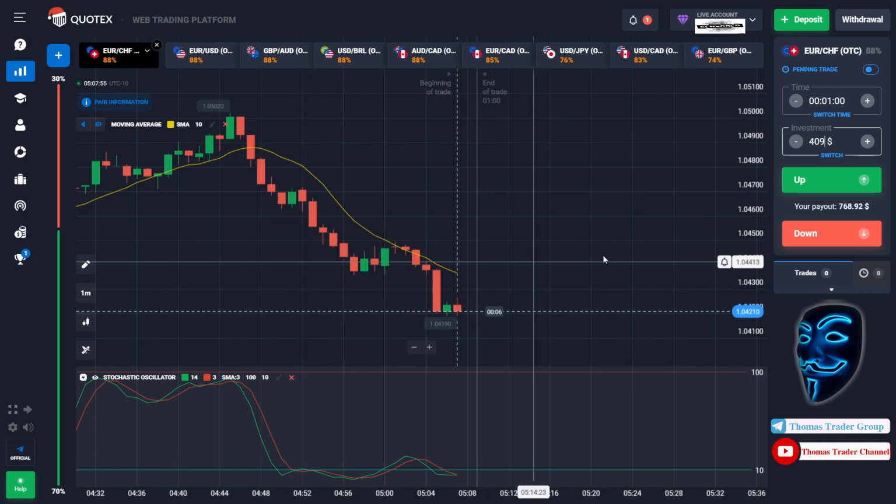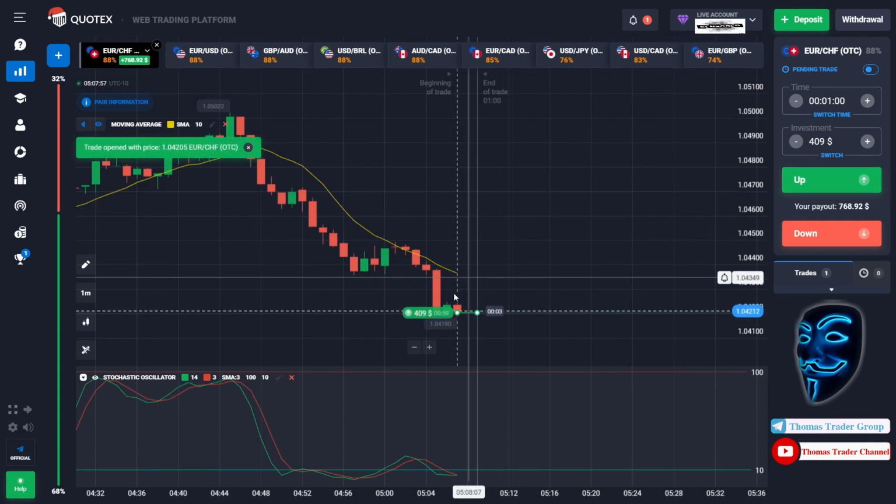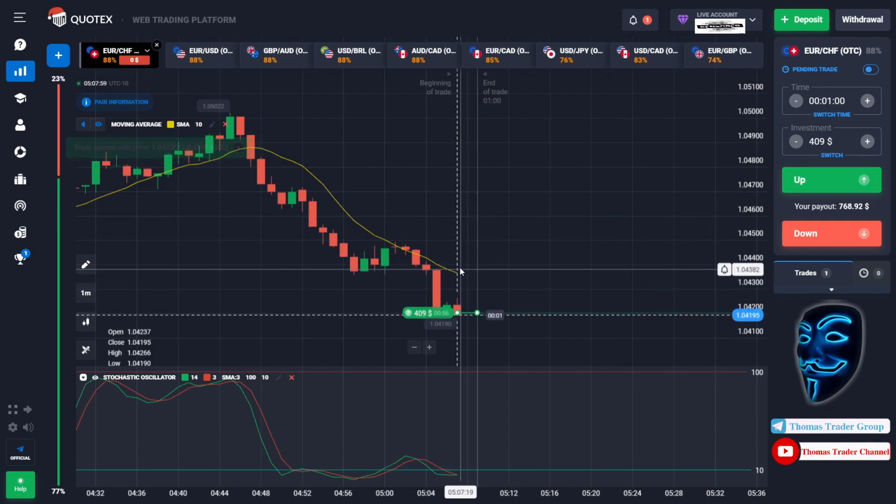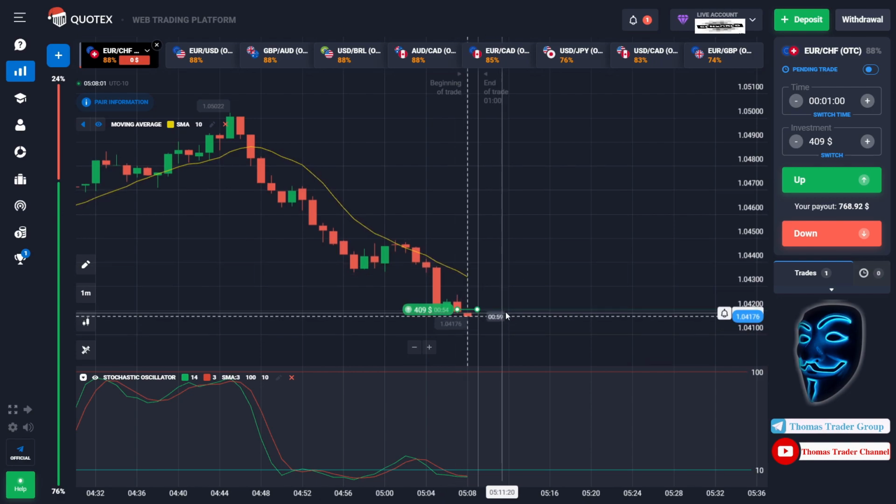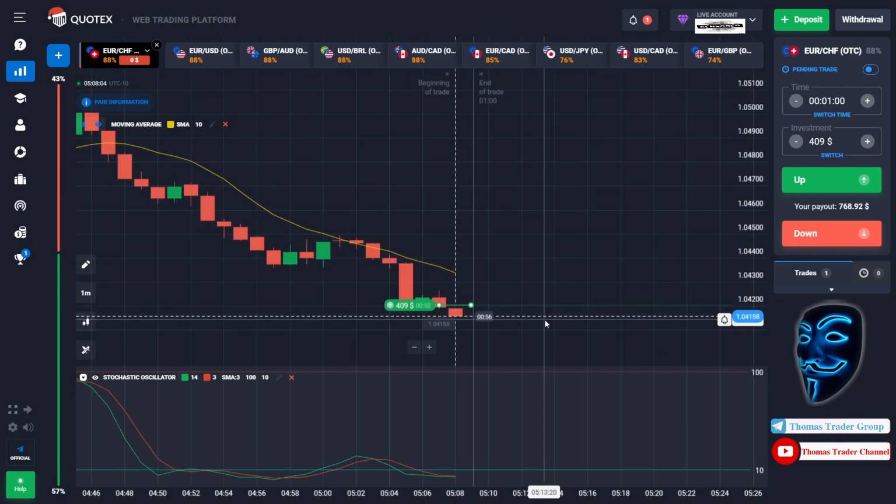But over here we can still open buy for 1 minute because I'm sure that the market will still make a correction to the moving average line before it continues the bearish trend. Let's prove it and let's wait till the end of our trade.